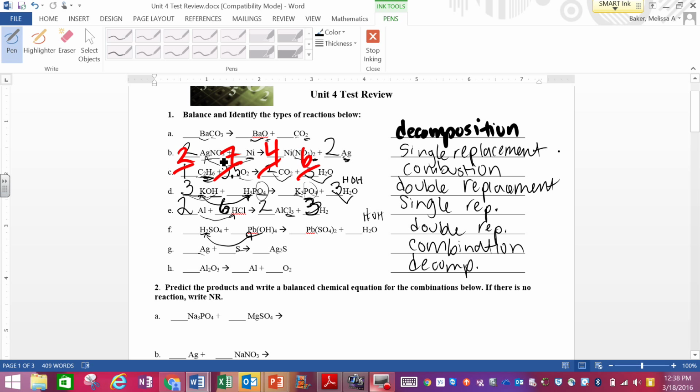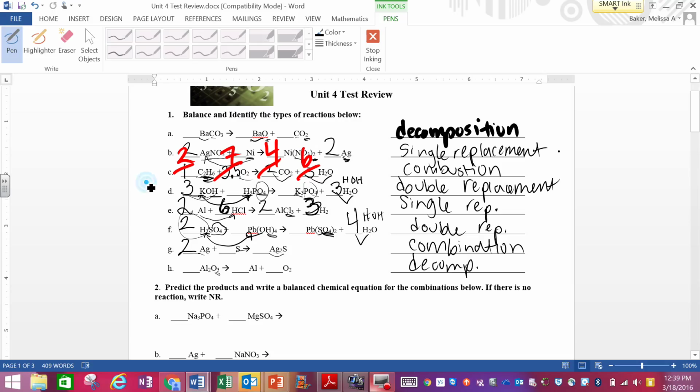How about letter F? Let's start with the sulfates. SO4, 2, so we need a 2 in front of the SO4. Pbs are equal. Okay, so let's take a look at H's. We've got 4 H's here now, and another 4 here. That's 8 H's. So I need a 4 here to make this 8. Now I've got 4 O's besides the ones in the sulfates, and then I've got 4 O's there, so we're balanced. Letter G, Ag2, so I need a 2 in front of the Ag, and now I've got 1 S on each side, so we're good.